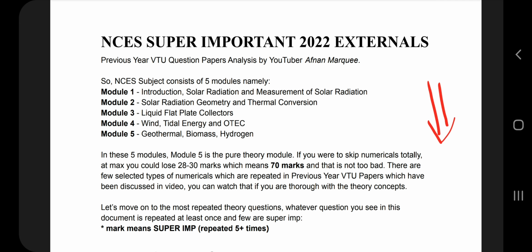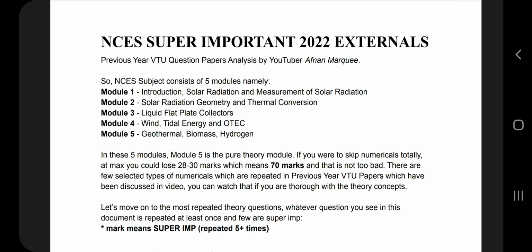So what I suggest is first you solve the theory parts. If you just focus on the theory part without any numericals, you can still score at least 70 marks, because the numericals will be asked around 28 to 30 marks. Even if you skip the numericals, it's good, you'll get 70 marks without them as well. So focus on the theory first, then if you get time you can focus on the numericals, otherwise you can skip that.